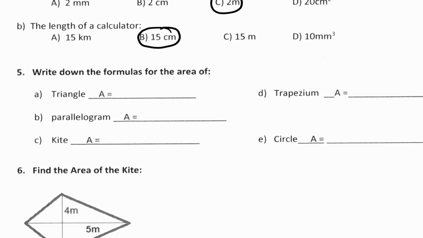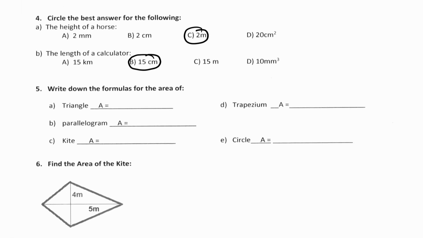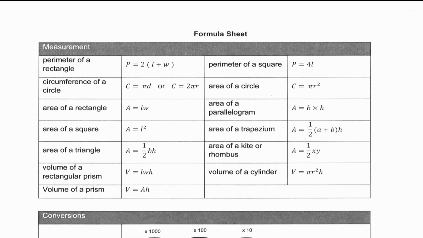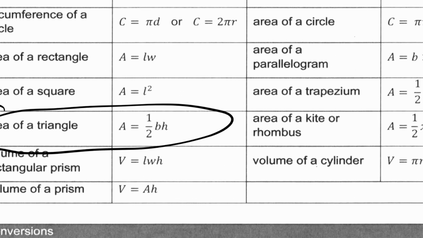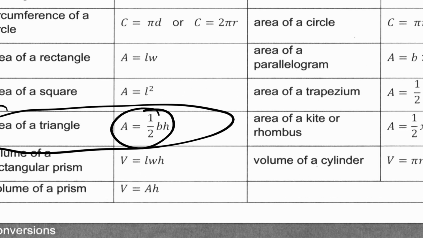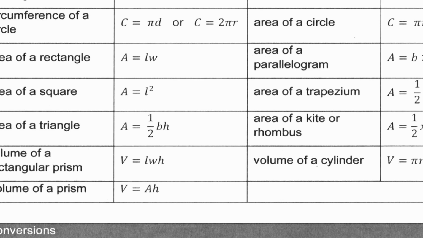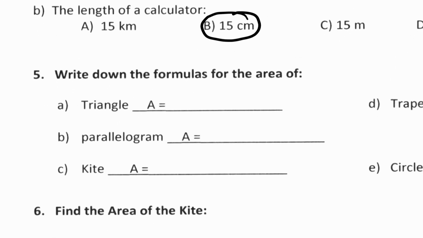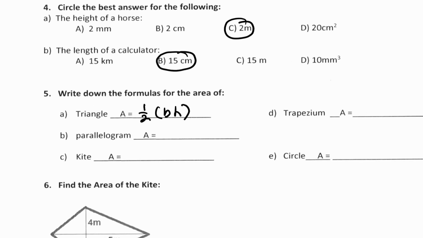All right, question 5. Write down the formulas for the area of a triangle. This is a super easy one. This is a copy and paste question. So we look at our formula chart. We find the area of a triangle. Area of a triangle is right there. And the formula they've given us is A equals half BH. And all we have to do is write it down. A equals half BH.